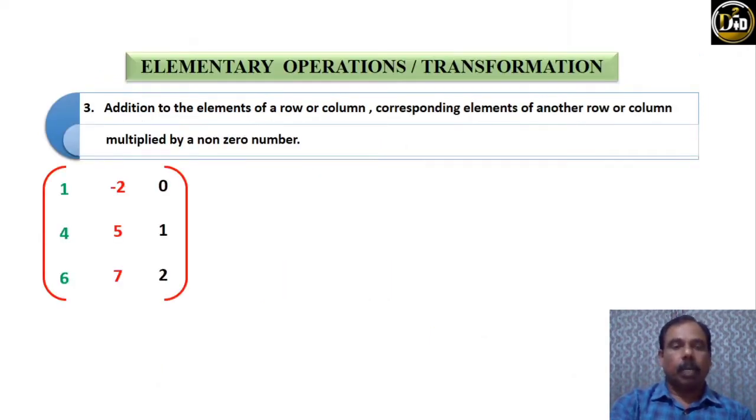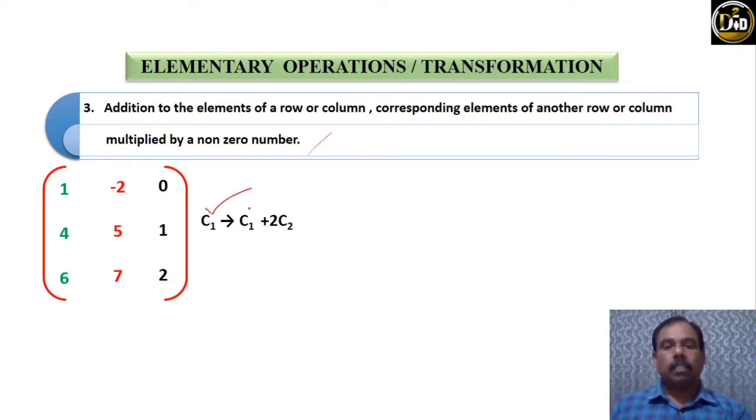Let 1 minus 2, 0, 4, 5, 1, 6, 7, 2 be the given matrix. We perform an operation C1 implies C1 plus 2 times of C2. That means we are going to get a matrix in which the first column is replaced by first column plus 2 times the elements of the second column. Let us see the result.